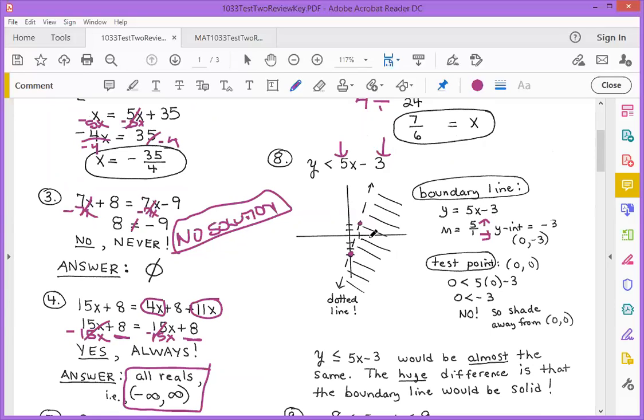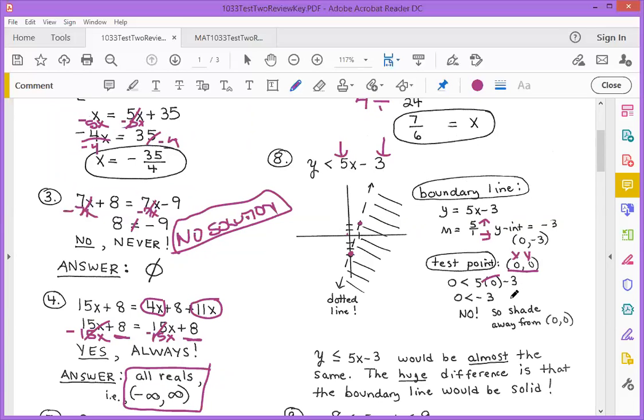Now we've got to decide whether we're shading to the left of this line or the right of this line. To do that, we're going to test (0, 0). We're testing 0 for x and 0 for y into our inequality. So when 0 is here, we have 0 less than 5 times 0 minus 3. 5 times 0 is just 0.